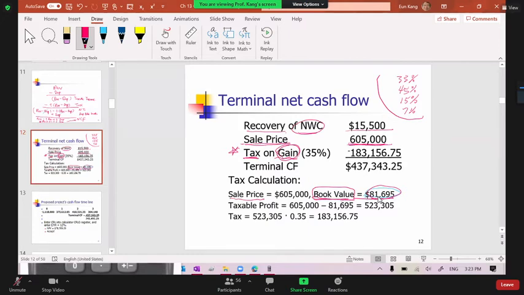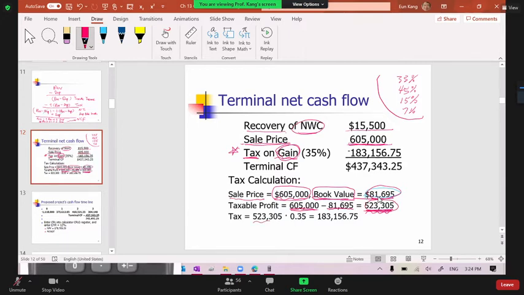And then sale price is 605,000. Book value is only 81,695. So what? By selling the machine, you made a huge profit because book value is only 81,695, and you sold it at 605,000. So 523,305, there's profit. So tax on profit, not tax on sale price, right? Be careful. The tax principle is: where there is profit, there is tax. So you tax on profit.